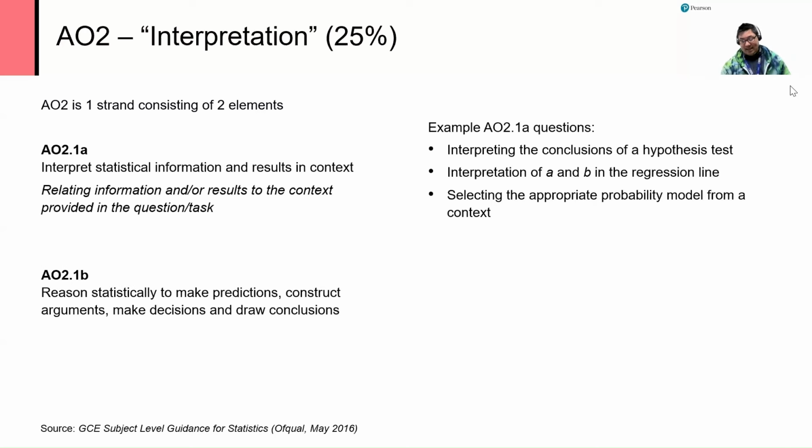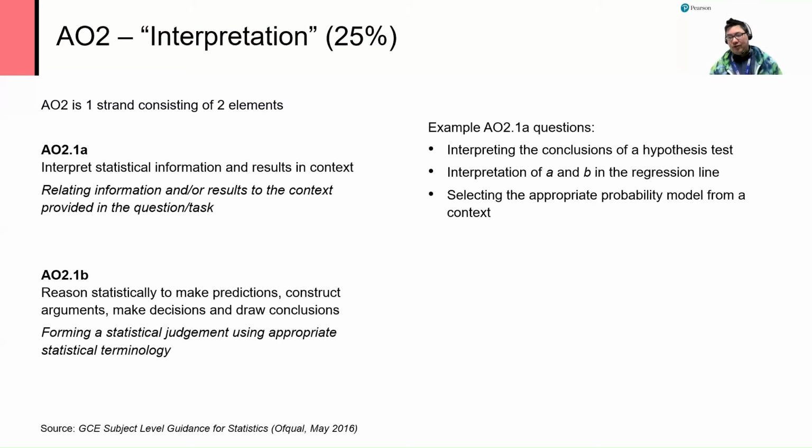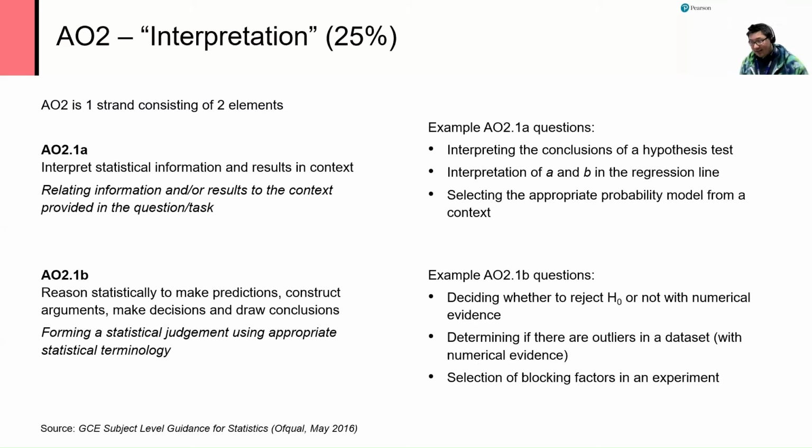Now, AO 2.1b is the same thing, but about making predictions, constructing arguments, making decisions, and drawing conclusions. So what I mean by that is, can you form a statistical judgment using appropriate statistical terminology? Now, example questions like that would be things like, do you know whether to reject H0 or not reject H0 with numerical evidence? Can you determine if there are any outliers in a data set? Again, backed up with numerical evidence. Can you select blocking factors in a particular experiment? So things like that, where you are reasoning statistically, constructing arguments, and making decisions, that comes under AO 2.1b.